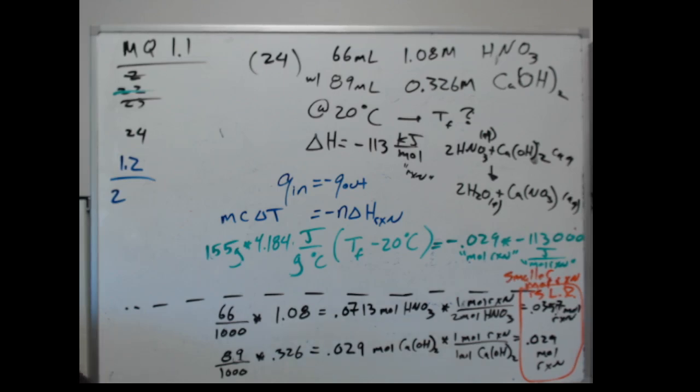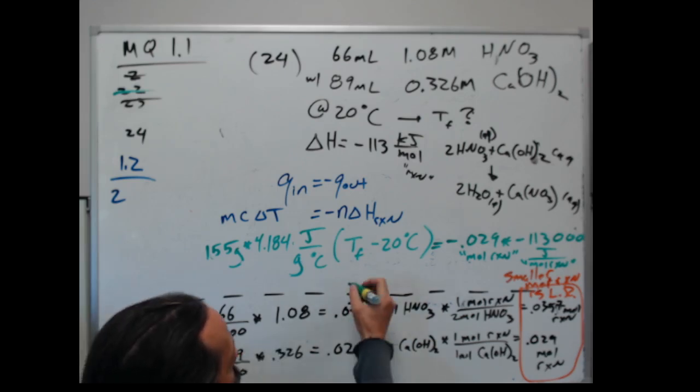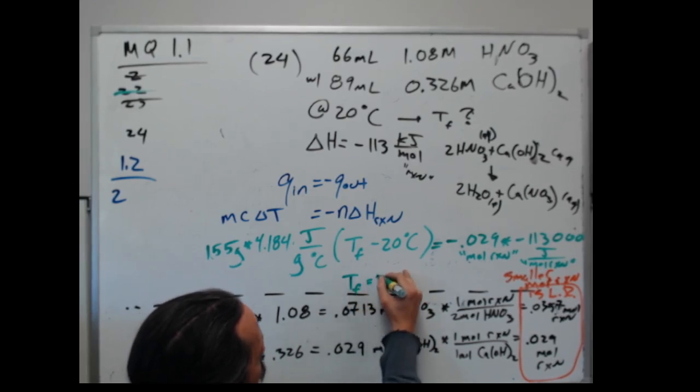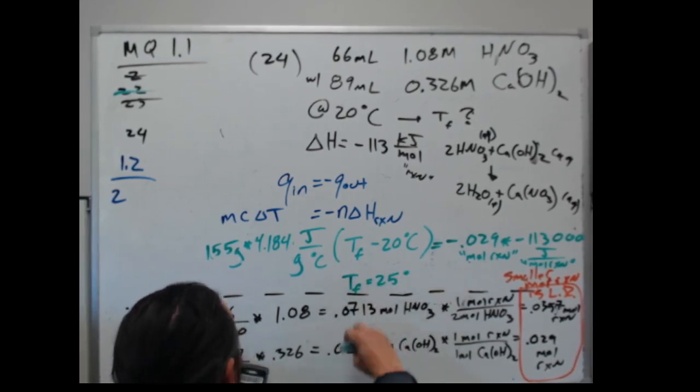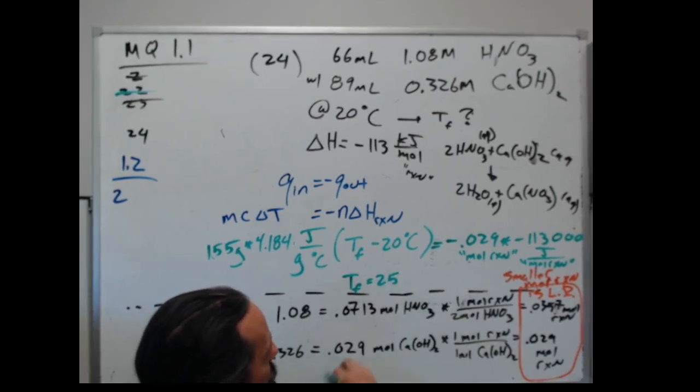So now we can just do the algebra. Oh, let's see here. 0.029 times 113,000 is 327, divided by 155, divided by 4.184, plus 20. I got T final 25 degrees, well, 25.1 degrees Celsius.